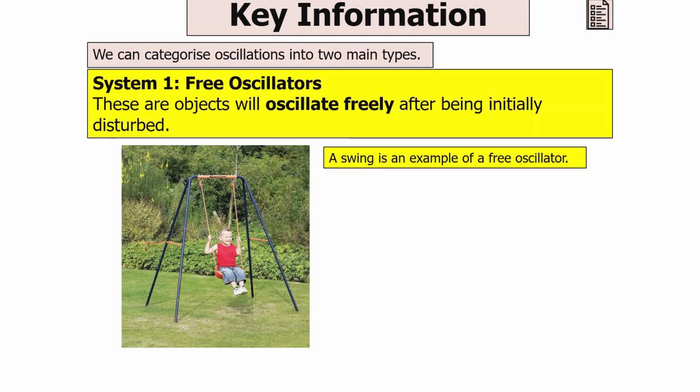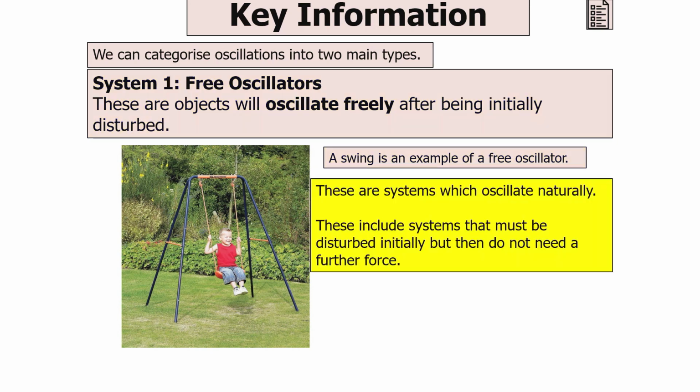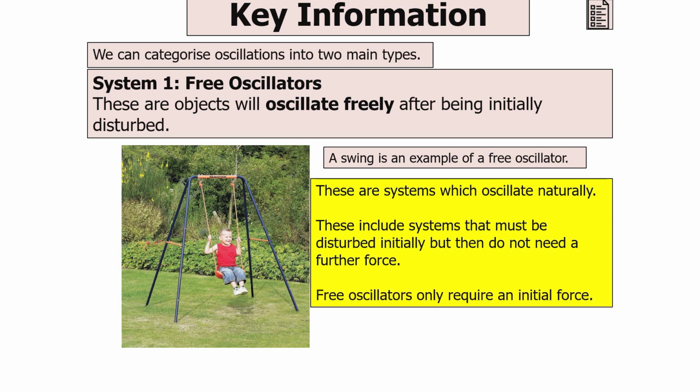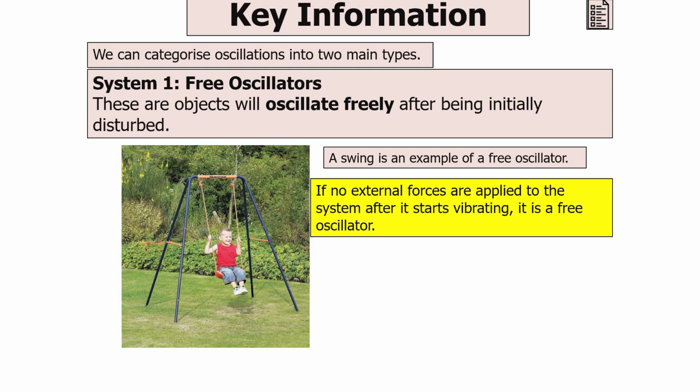The first one is free oscillators. Now these are oscillators which oscillate freely after being initially disturbed. So a swing is an example of a free oscillator. Now these are systems which oscillate naturally. So these include systems that must be disturbed initially but then do not need a further force. So free oscillators only require an initial force. So if no external forces are applied to the system after it starts vibrating, it is a free oscillator.